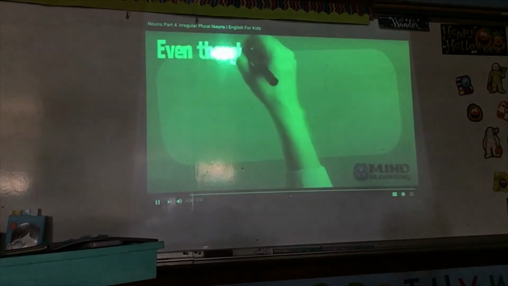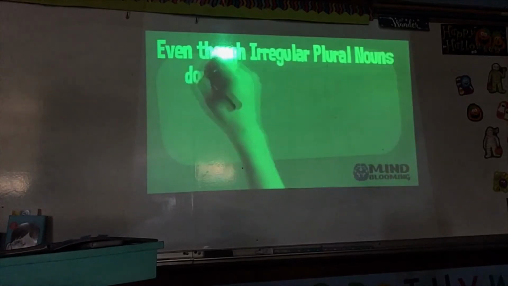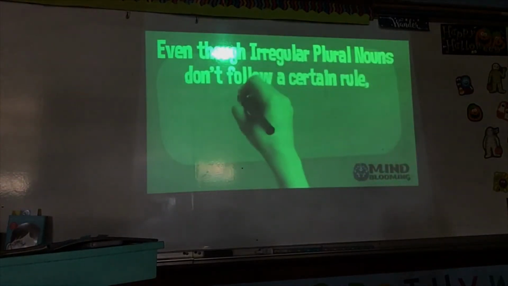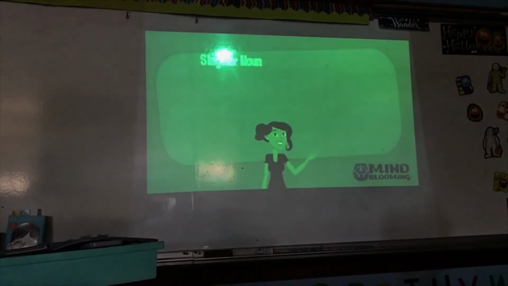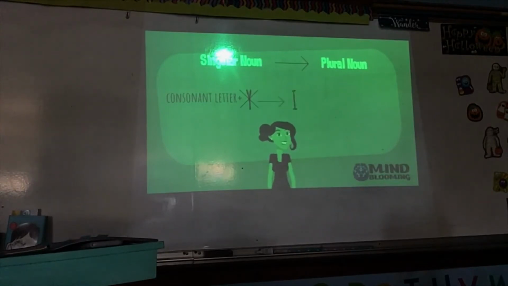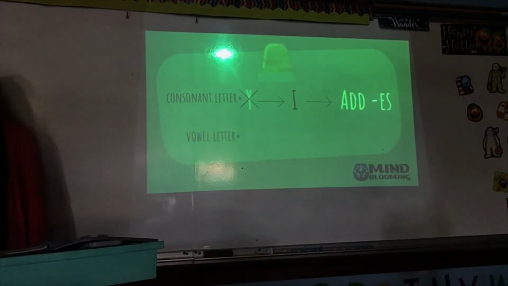So even though irregular plural nouns don't follow a certain rule, some of them have a pattern. To change a singular noun into a plural noun that ends in a consonant letter and y, we change the y into an i and add es. You know this one already. This is a good review. Be careful. If a noun ends in a consonant letter plus y, the y is changed into an i and we add es. However, if it's a vowel letter plus y, then we just add s.